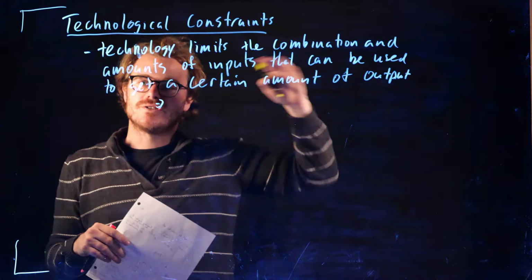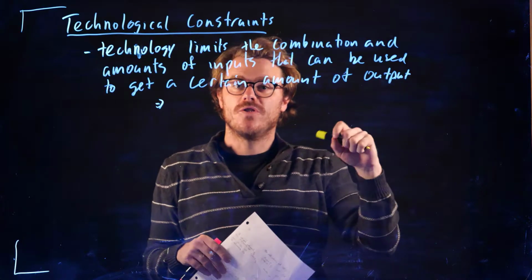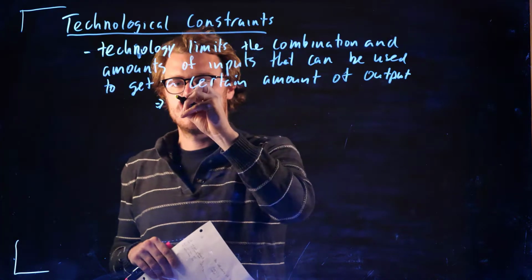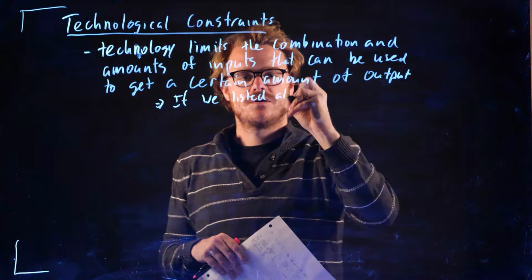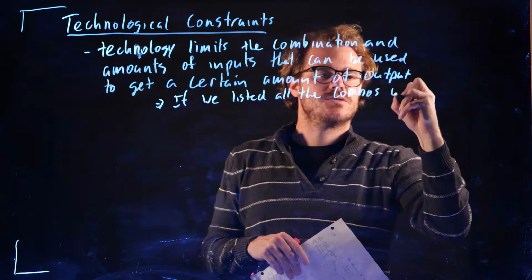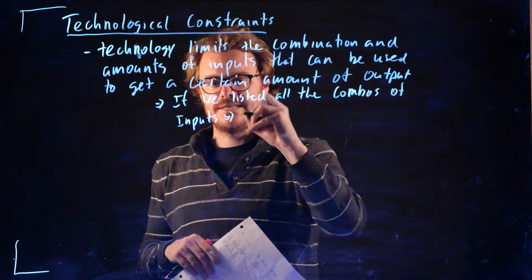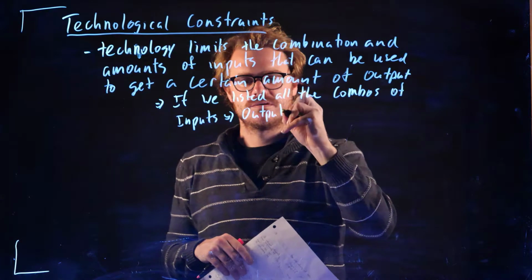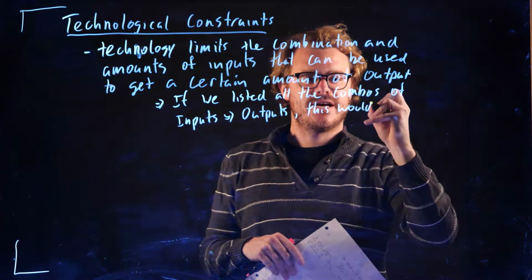If we're going to list all the different combinations of inputs to outputs, that's what we call the production set. So all the combos of inputs to outputs, this would be the production set.